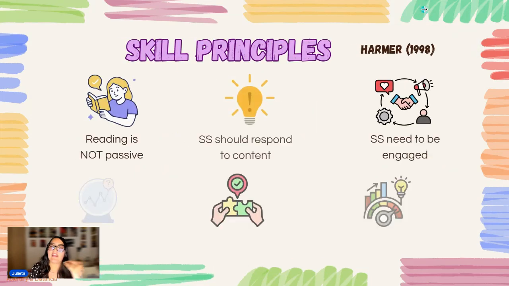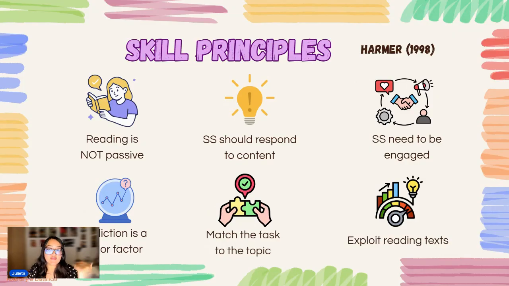Now, there are six skill principles that Harmer establishes. First, reading is not a passive activity. Students should respond to content, and therefore they need to be engaged with the material that we're giving them. Also, prediction is a major factor in the development of this skill, and the task should always match the topic. And lastly, teachers have the duty to exploit reading texts to the fullest.